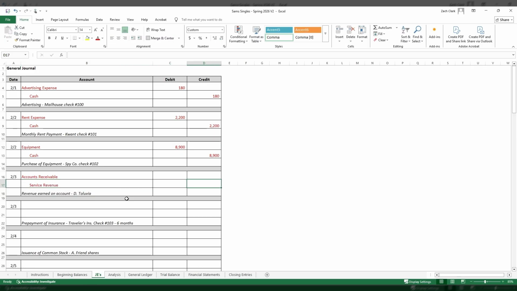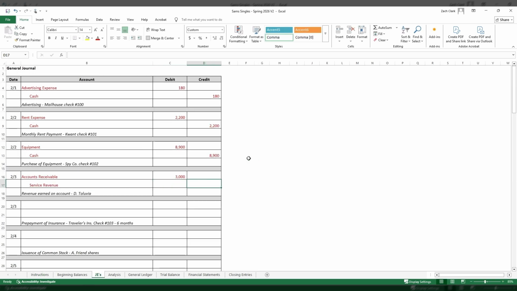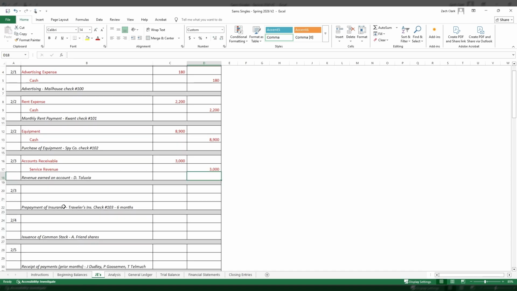So we are going to record the service revenue here. But we have not yet made the collections of cash. So that's why we use accounts receivable. Okay. And we can do the same thing, linking through. Okay, let's go on to the next transaction here.